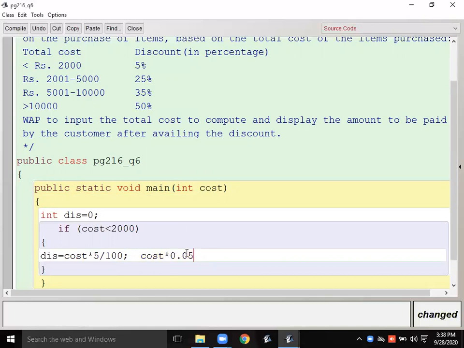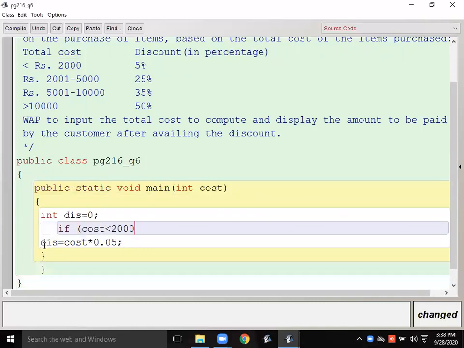Because 5 divided by 100 is what? 0.05. That also you can write. Okay, then this is the calculation of the discount. This is the first condition. And only one statement we are going to write, so there is no need to write the braces.